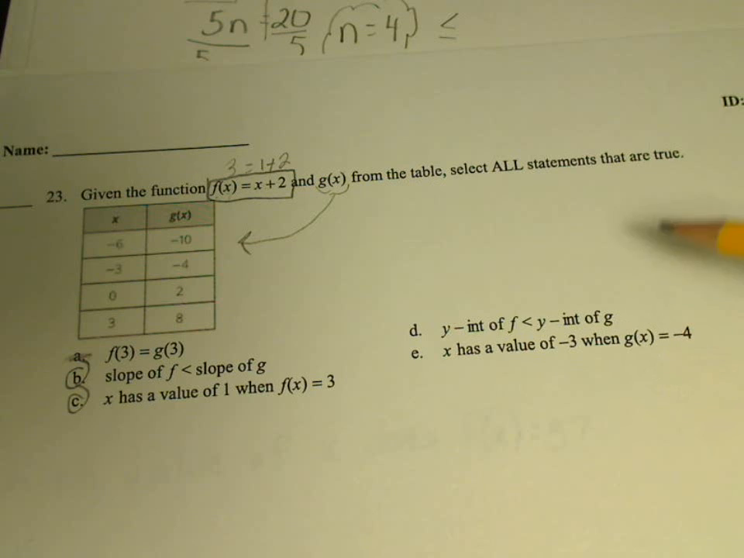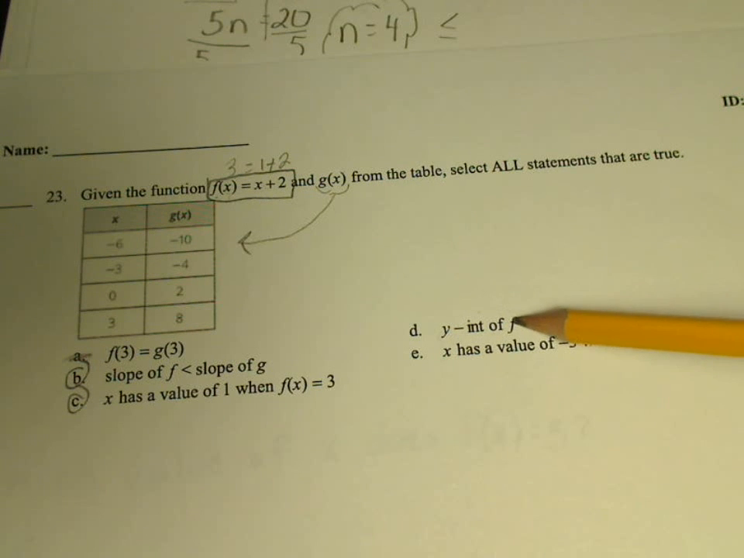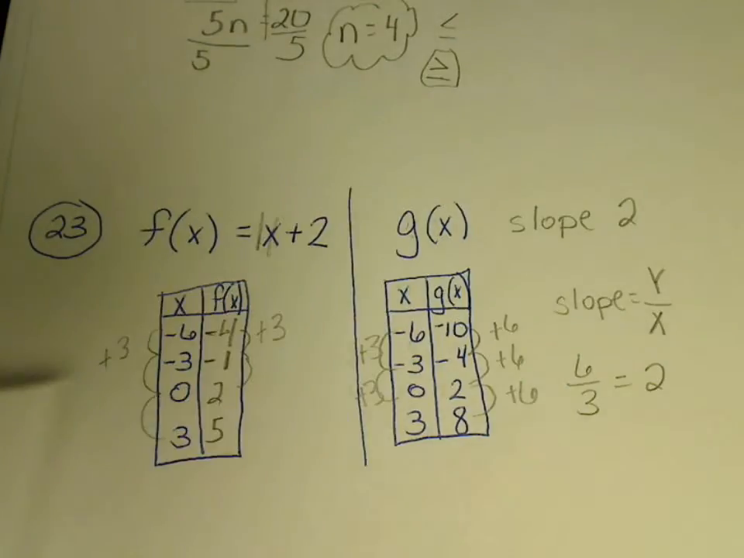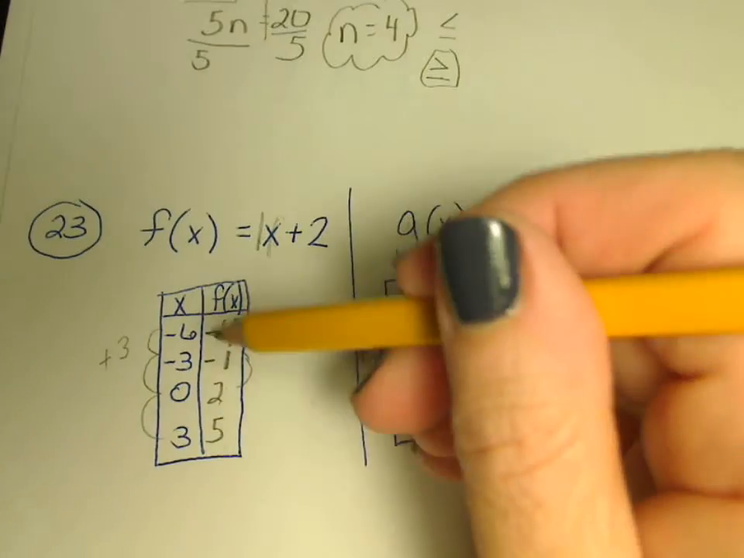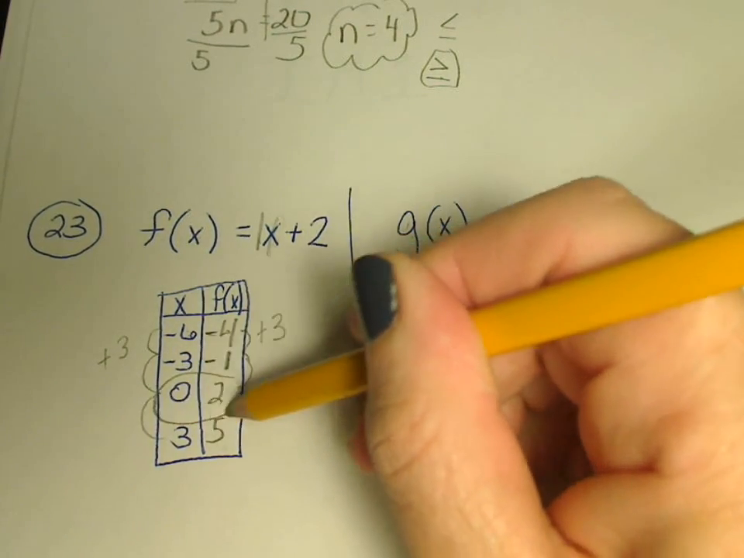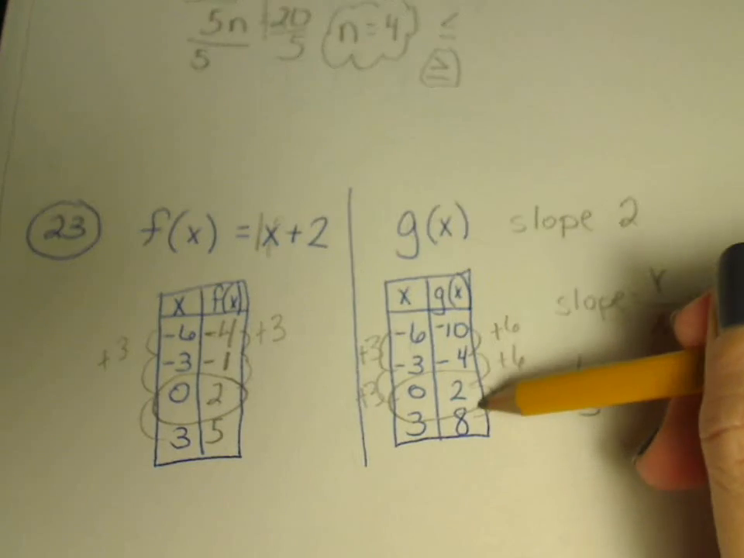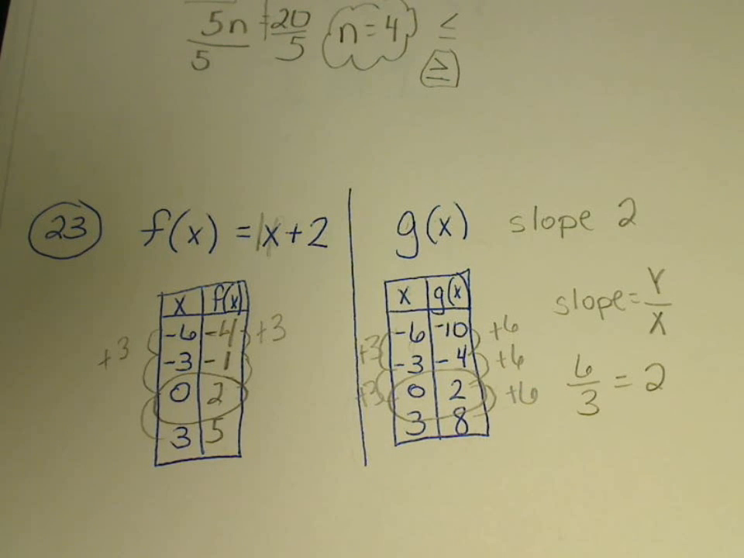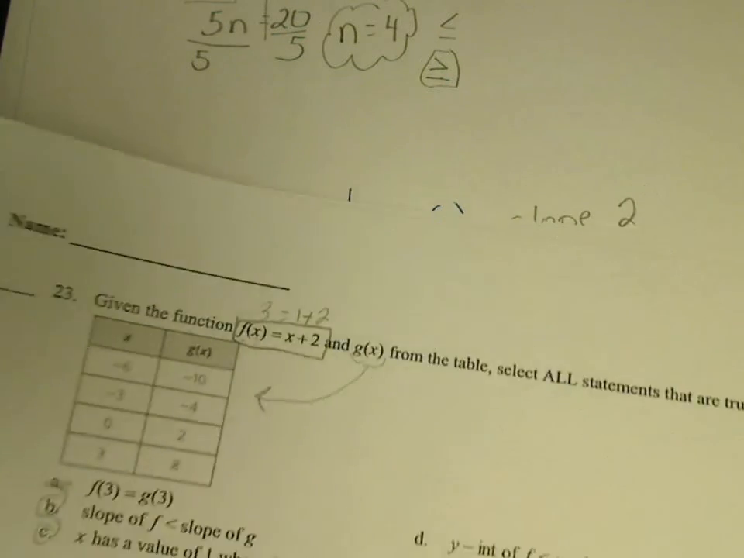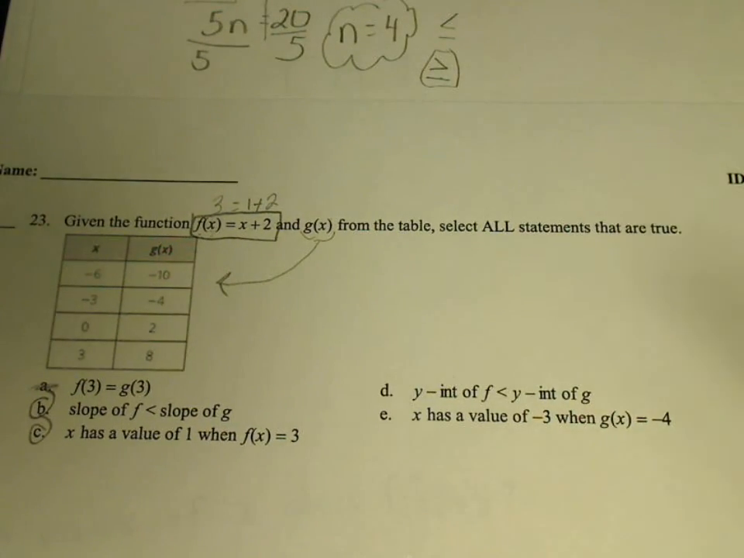So let's look here. The y-intercept of f is less than the y-intercept of g. Okay, let's look back at what we drew. The y-intercept is always when the x is 0. What do you notice about these two y-intercepts? They're the same, they're equal. So one is not less than the other.